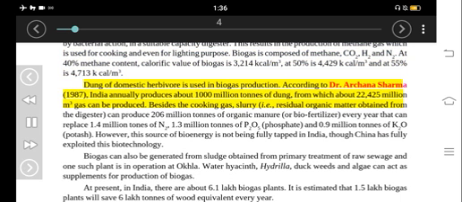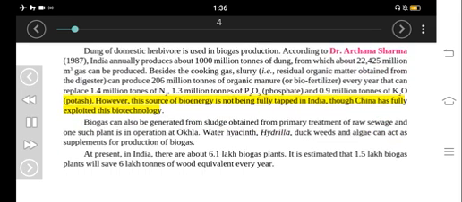According to Dr. Archana Sharma, 1987, India annually produces about 1,000 million tons of dung, from which about 22,425 million cubic meters of gas can be produced. Besides the cooking gas, slurry, i.e., residual organic matter obtained from the digester, can produce 206 million tons of organic manure, or biofertilizer, every year that can replace 1.4 million tons of N, 1.3 million tons of P2O5, phosphate, and 0.9 million tons of K2O, potash. However, this source of bioenergy is not being fully tapped in India, though China has fully exploited this biotechnology.